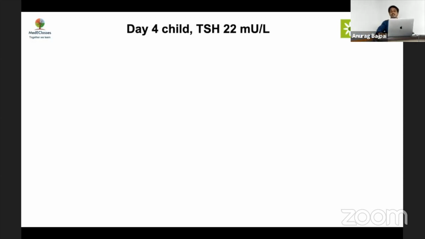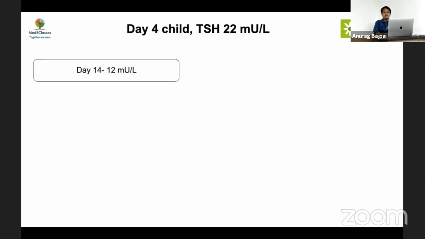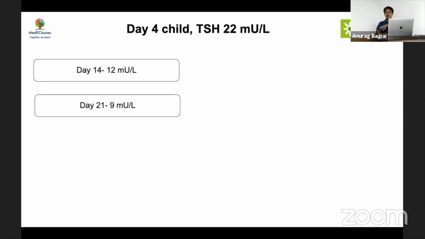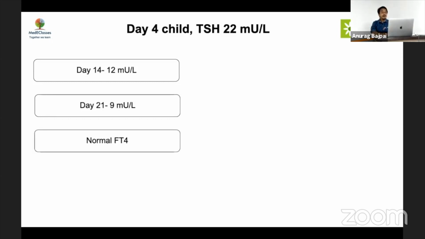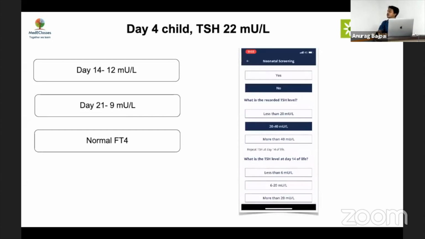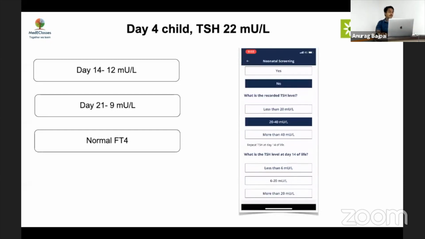So a day 4 child by the neonatal screening was detected with a TSH level of 22. So according to the protocol already mentioned, this child was suggested for a repeat sampling on day 14 of life. It was again between the range of 6 to 20. So we repeated the sample on day 21. It again came to be high. But the FT4 was normal for the age. Further workup. So what would you do in this setting?